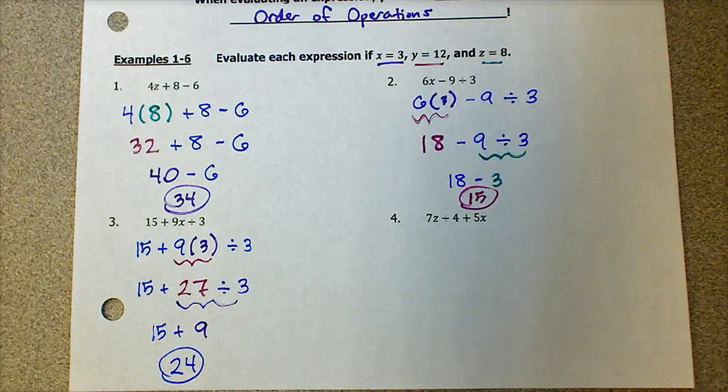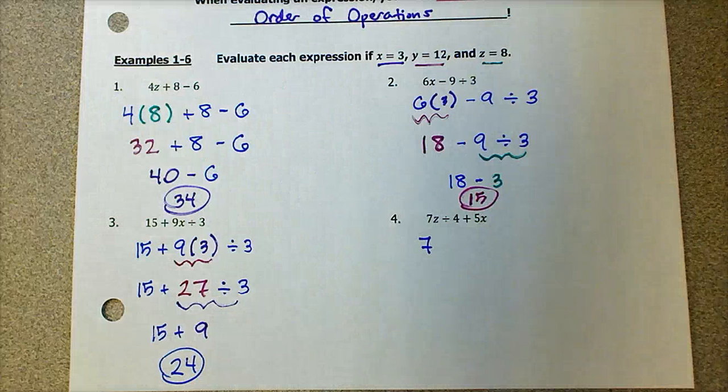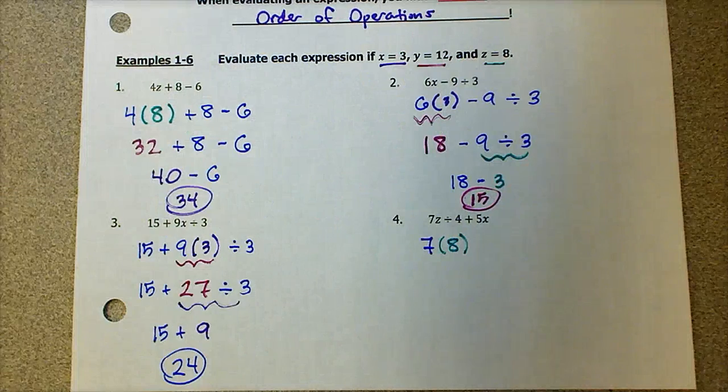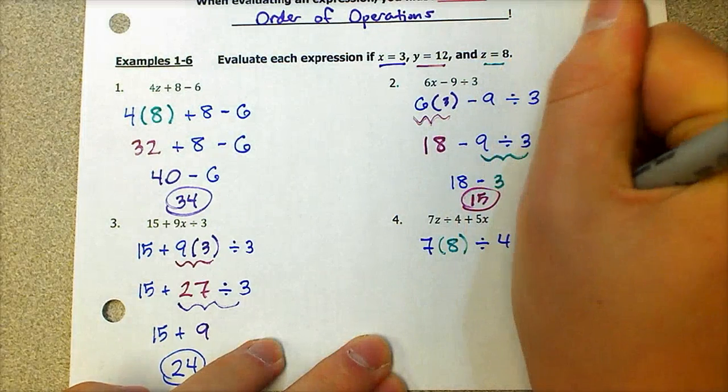Okay, for number 4, I have 2 variables. I have 7z divided by 4 plus 5x. So I'll need to plug in not only my x, but also my z here. So 7 times, we know z is 8, divided by 4, plus 5 times, again, x is 3.